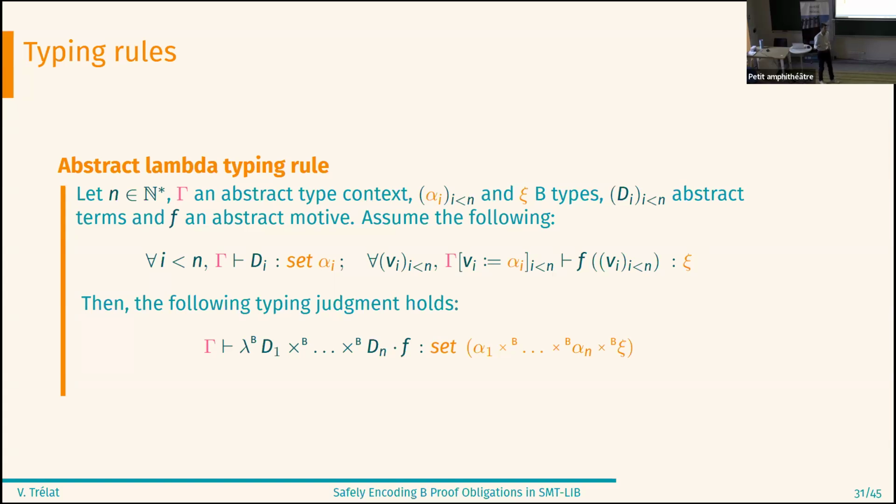This assumption is the same. Di still types into set of alpha i. And for typing f, well, now we have to quantify over any family of variables. So we say for any family of variables, this gamma updated with the vi alpha i types f taken on this family with the type psi, right? So it's the same rule as before, but we just quantified here over any family of variables. Right.